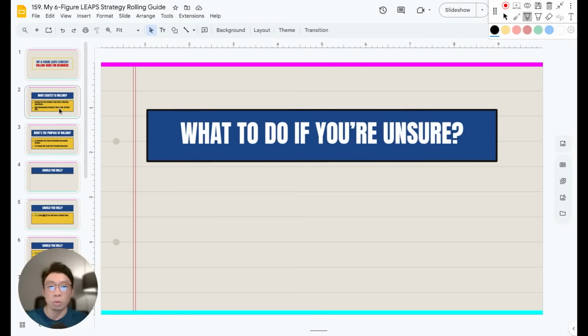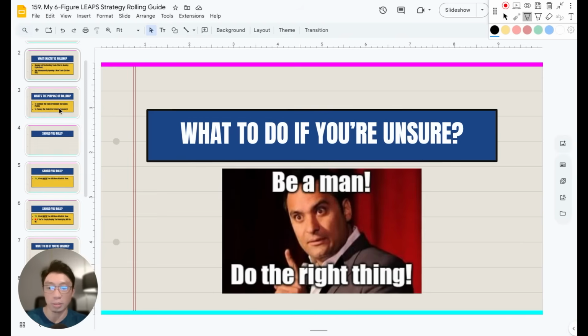So what to do if you're unsure? If you do not even have any view whatsoever. Or worse, you think that the market is not likely to go up. Then in this case, we need to use the wise words of somebody by the name of Russell Peters. Be a man, do the right thing. So if you have no idea what I'm talking about, you know, who is Russell Peters, then just do a Google search, find this man, and you understand what I mean.